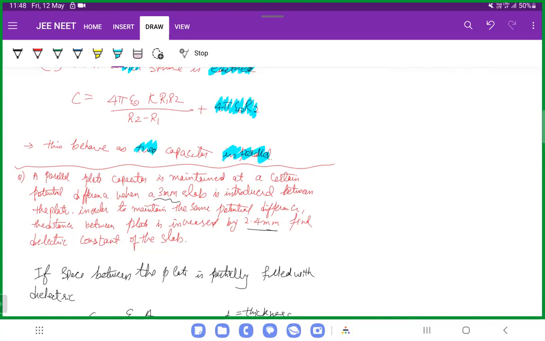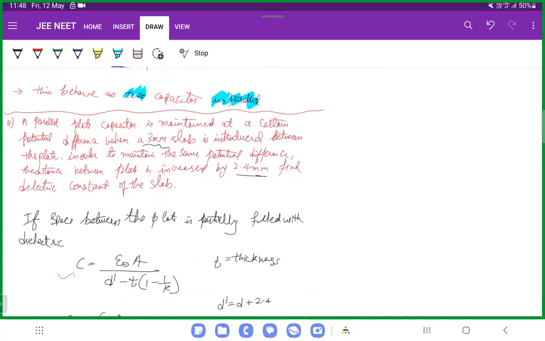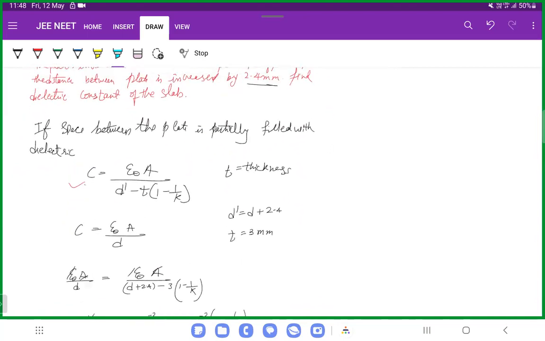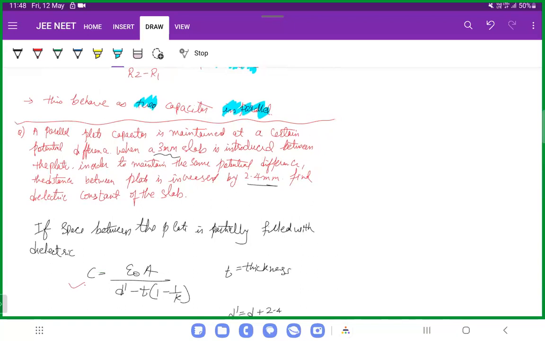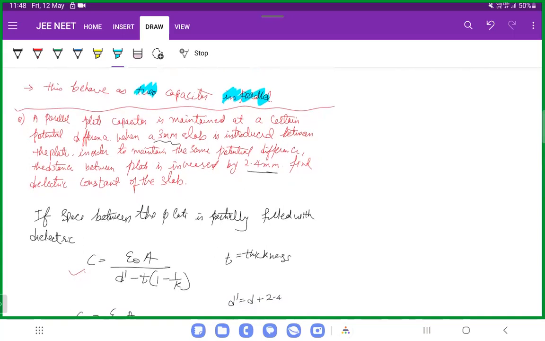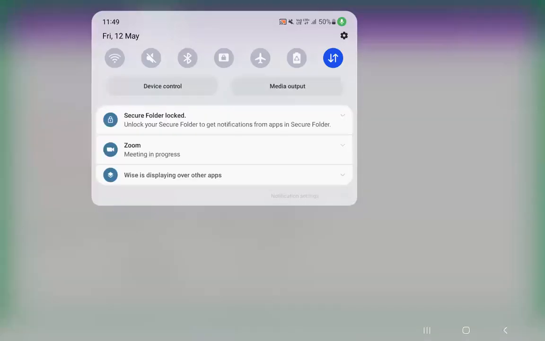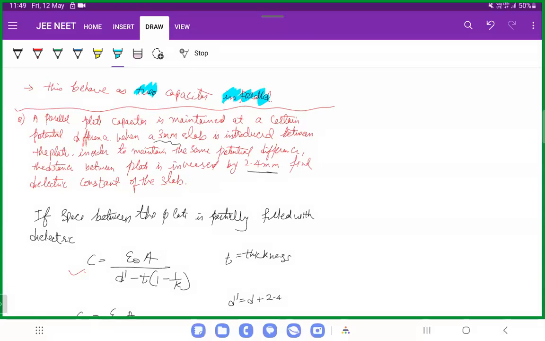If the space between the plates is partially filled with dielectric, we have this formula for partially filled dielectric. That is epsilon naught A by d dash minus t into 1 by k. Make a note, then I'll explain this one.